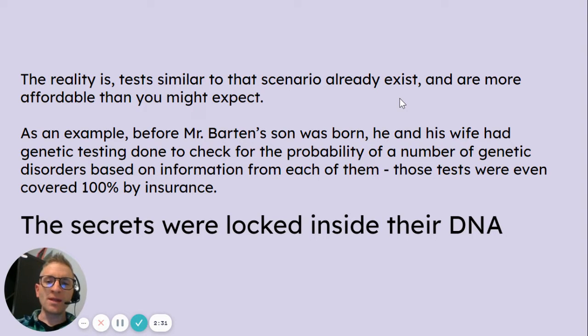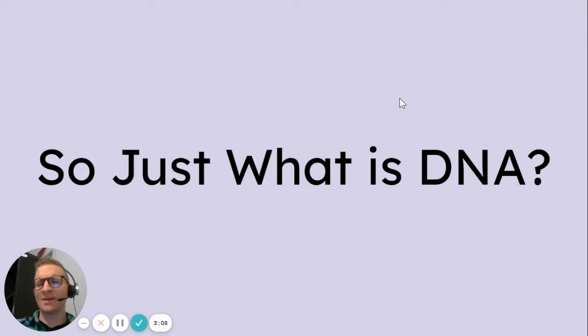Now, notice the difference here. This was genetic information to see the likelihood of diseases in our child. Right? Now, that is different, certainly, than seeing things like if your child might excel at sports. But the information is locked away in the same place. It's in our DNA. So, what is DNA?